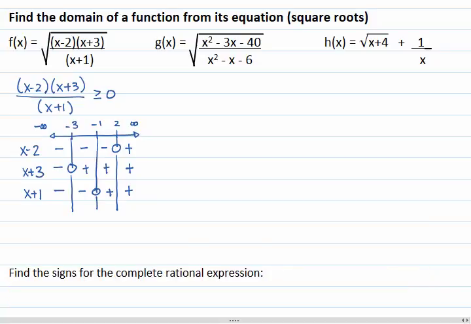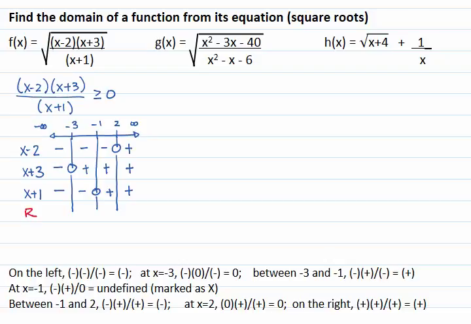We now need to find the signs of the complete rational expression, which is the radicand. On the left, 3 negatives give us a negative answer. At x equal to negative 3, negative times 0 divided by a negative is 0. At the interval between negative 3 and negative 1, negative times a positive divided by a negative gives us a positive answer. When x is equal to negative 1, negative times a positive divided by 0 is undefined.